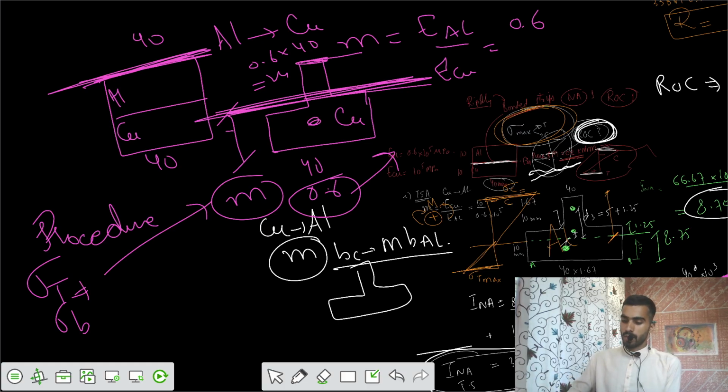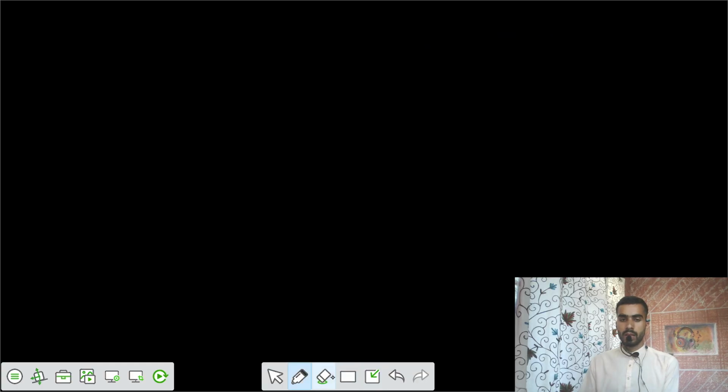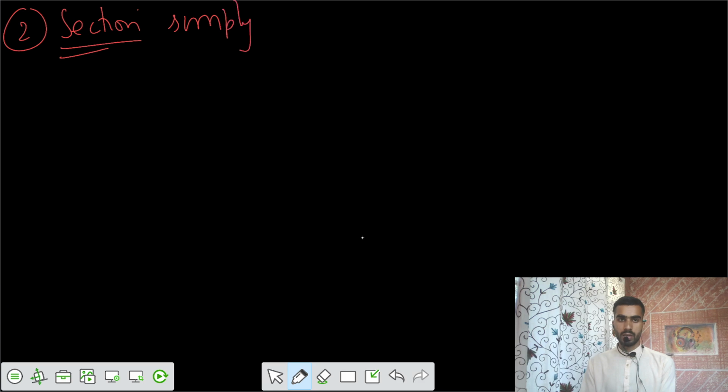So let's take one more problem. Now the members were not rigidly connected. So the next stage is that we call it sections. That section is simply placed one over the other. A composite section such that the two strips are simply placed one over the other.